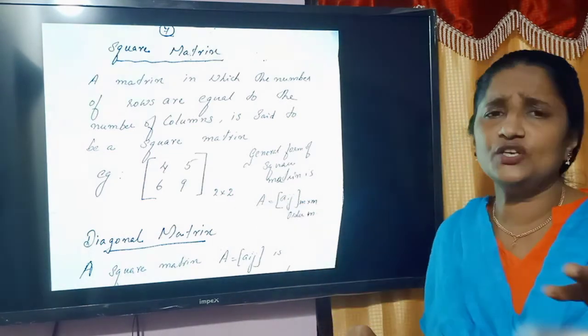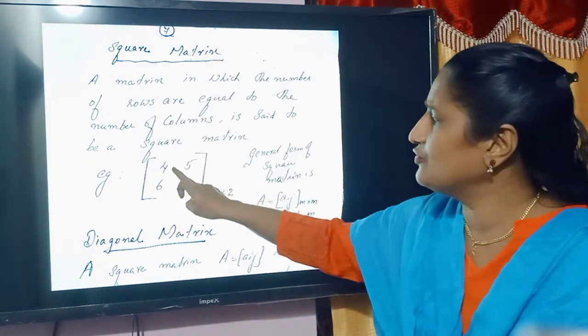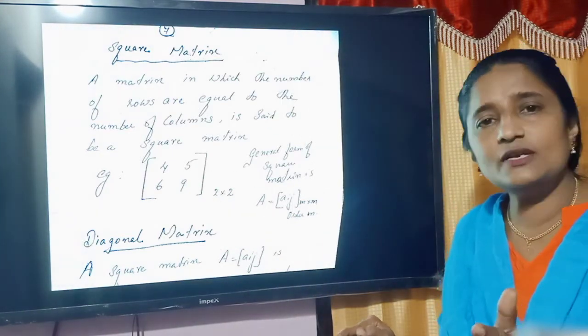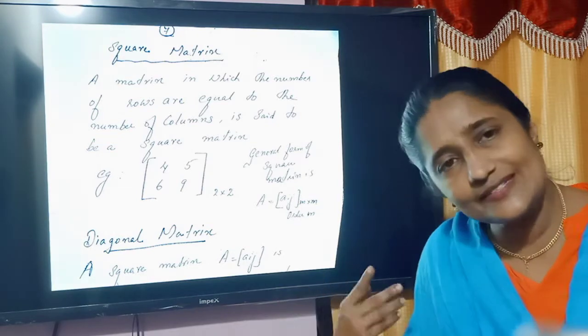Here I consider a 2 by 2 matrix. See 4, 5, 6, 9. So 2 by 2 matrix: 2 rows, 2 columns, square matrix. Similarly, we can consider 3 by 3 matrix, 4 by 4 matrix, etc.